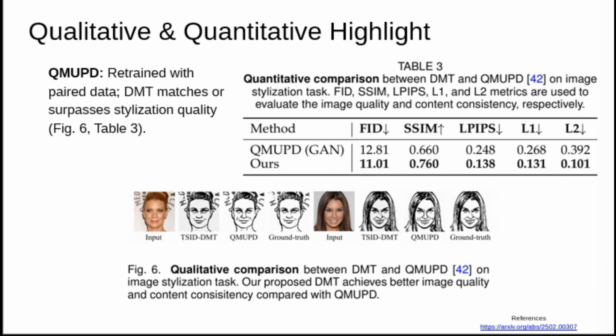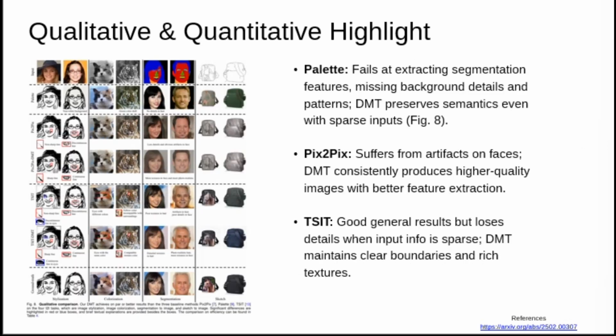In figure 6, we can say that QMUPD creates dull or inconsistent shading, while DMT produces more vivid colors, stronger brushstrokes, and even handles fine details like eyes and hair with precision. Now the Palette task is basically a diffusion-based model like ours, but a key difference is that Palette injects the source image at every single denoising step, making it very slow.